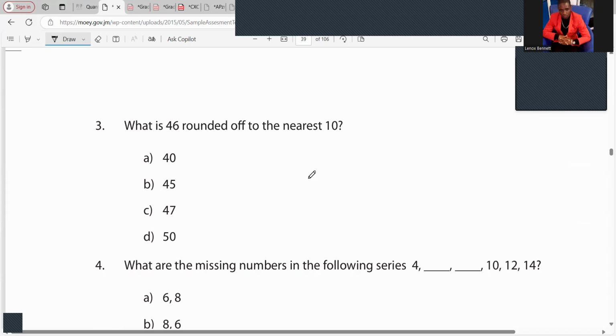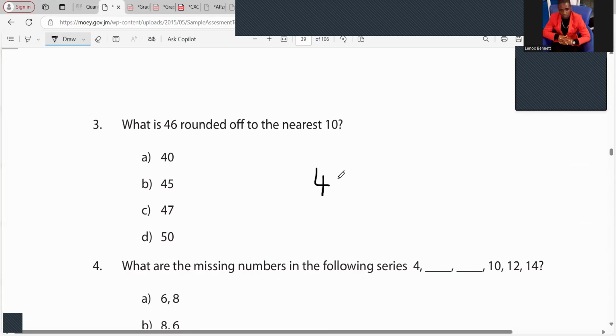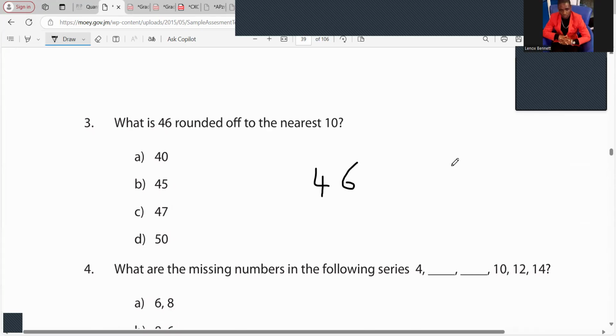Number 3 said, what is 46 rounded off to the nearest 10? When you have 46, the nearest 10 is either going to be 50 or 40. To get to 50, we only need to add 4, while to get to 40, we'd have to drop off 6. So it's much easier to add 4 than to subtract 6 from the 46. So our nearest 10 would be 50.